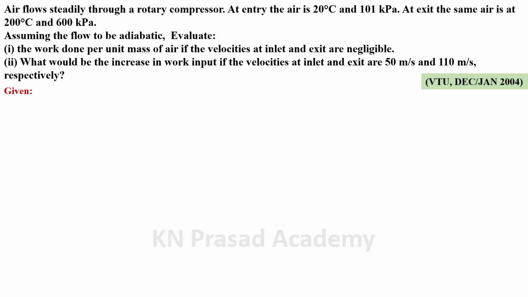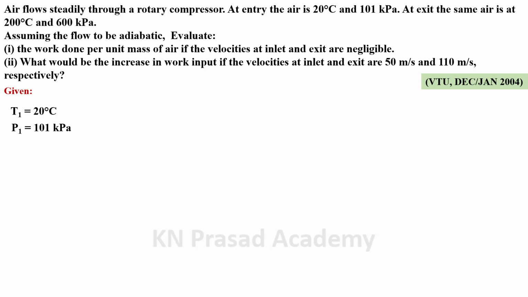Let's see another problem. Air flows steadily through a rotary compressor. At entry, the air is 20 degrees Celsius and 101 kilopascal. So initial temperature and initial pressure are given. So T1 equal to 20 degrees Celsius and P1 equal to 101 kilopascal.